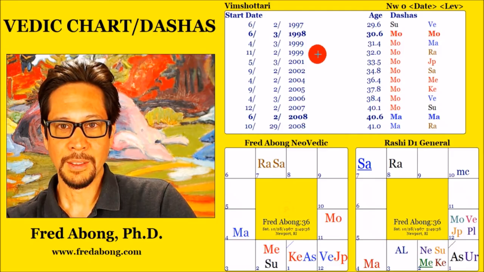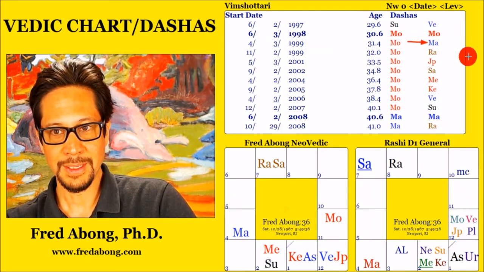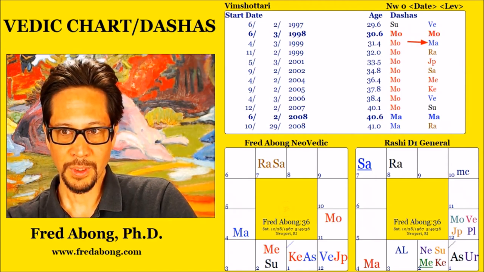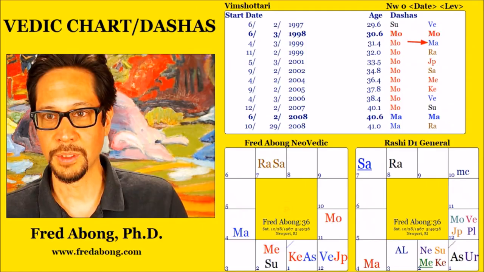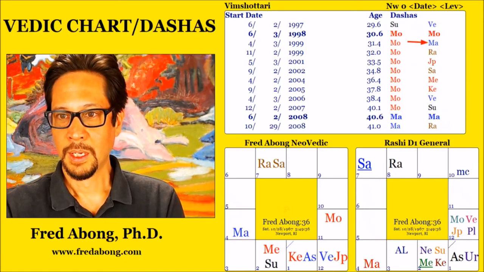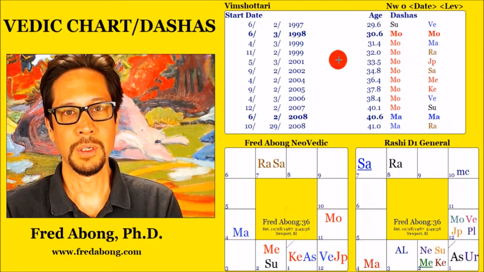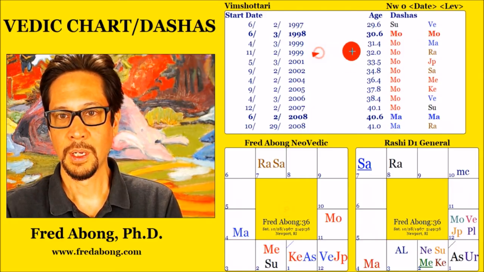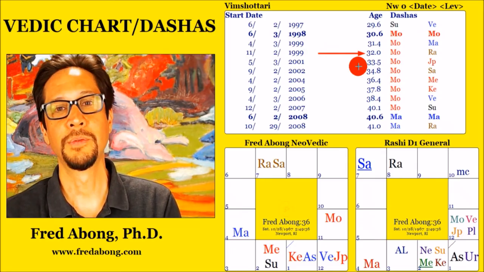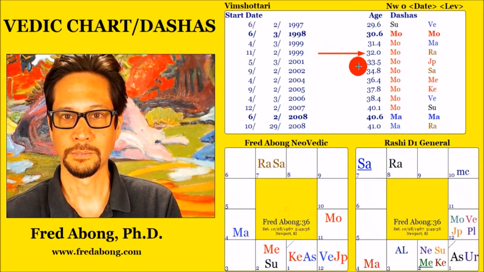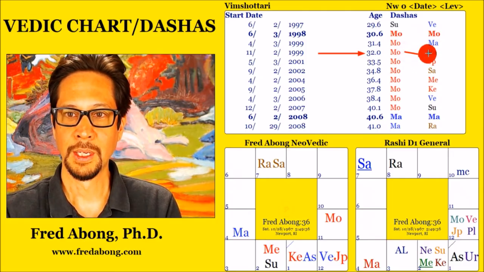So this Moon Mars period is when I just started dabbling, doing my Barnes and Noble searches. And it wasn't until I had my reading with James Braha, as I mentioned before, which was in December of 1999, and I was in Moon Rahu when I had that first reading.